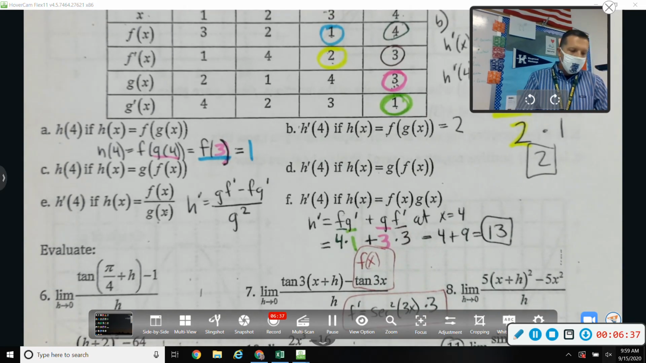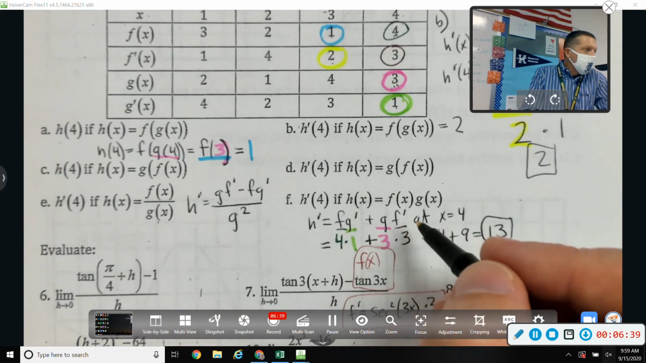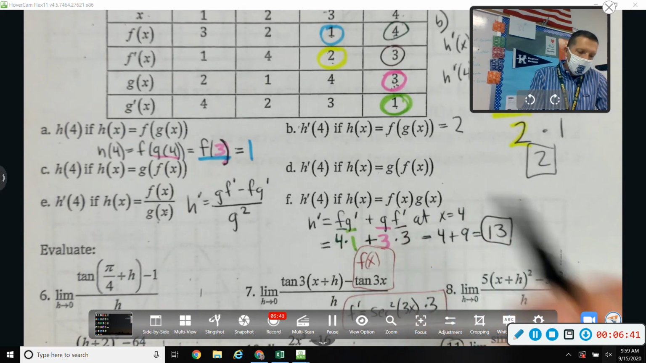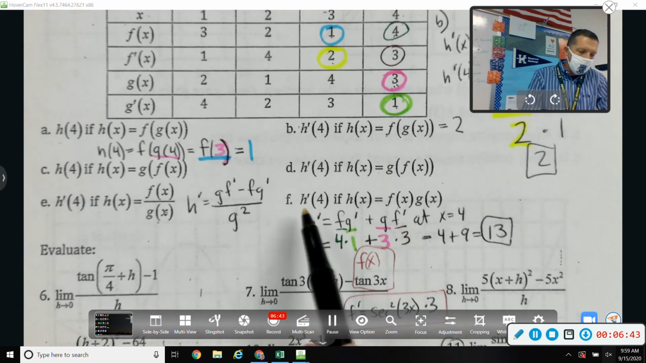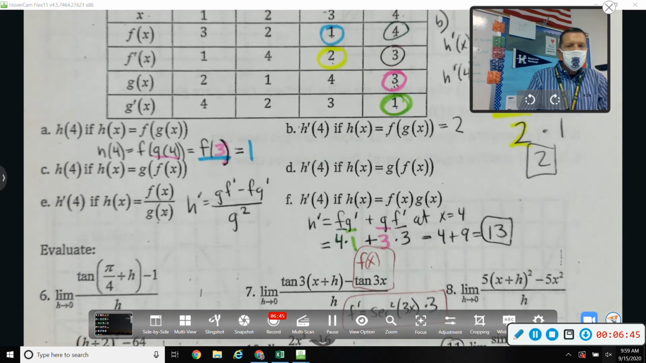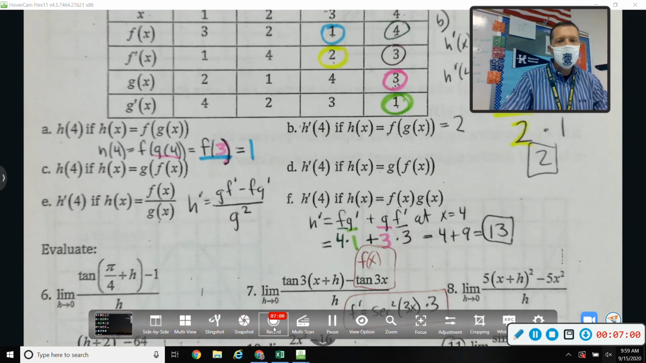So they're not hard. Just remember to use the right rule. Don't just do f prime times g prime. It's not how it works. You've got to use the product or the quotient rule. And obviously it'd be the same for E. You just have to go look up all the pieces and plug them in the right spot.